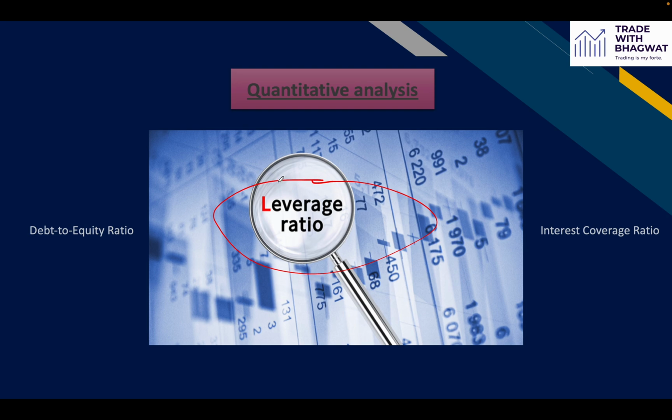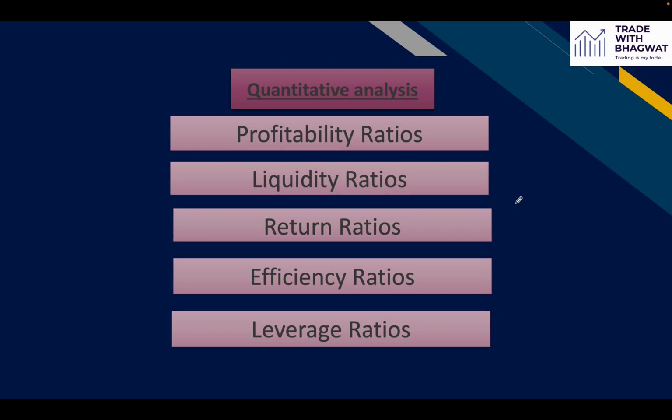First on the list is the debt to equity ratio. It provides insight into the company's debt relative to its equity. We'll also discuss the interest coverage ratio, which I have shown here. The interest coverage ratio assesses the company's ability to meet its interest payments. Apart from this, if you have any points about any ratios or anything, please do let me know. So the next one, there is no next one.